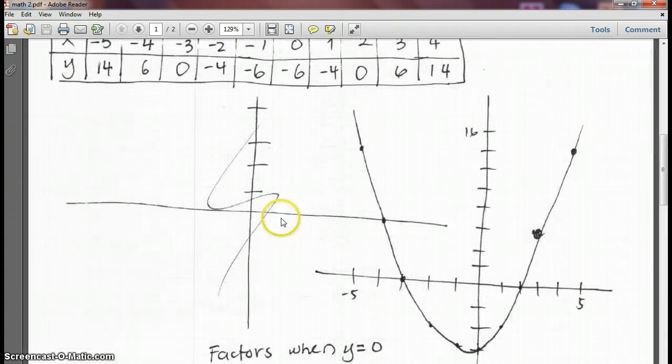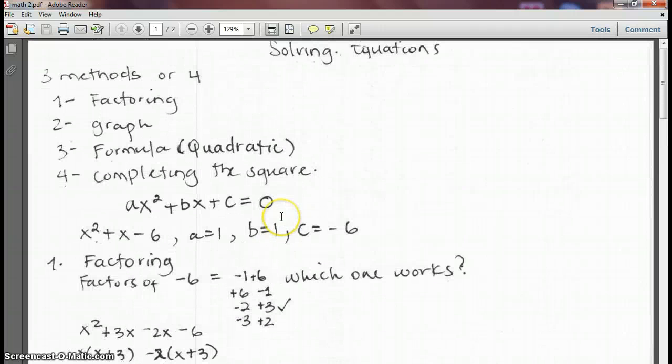So reviewing back, the 4 methods we did were factoring, graph, quadratic formula, and completing the square.